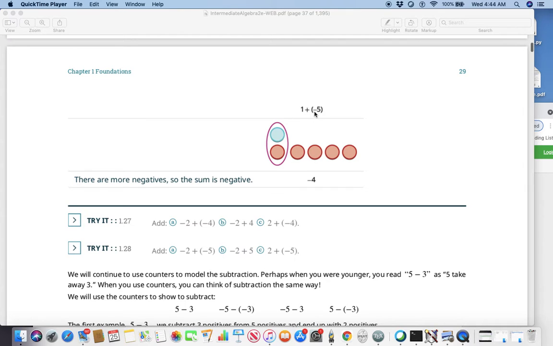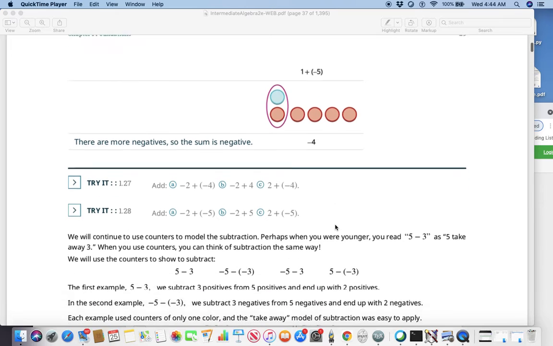1 plus -5. 1 is 1 blue counter, so 1 positive, and -5 means 5 red counters, so 5 negatives. 1 blue and 1 red, they cancel each other, so you are left with 4 red counters, which is -4.